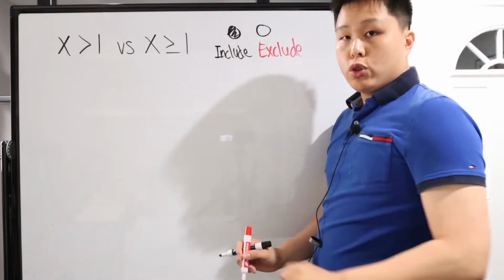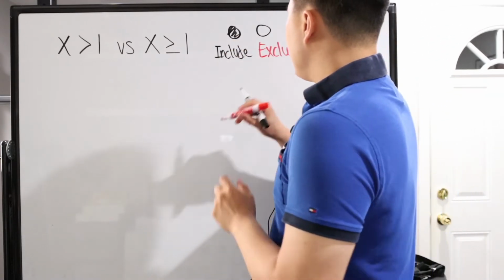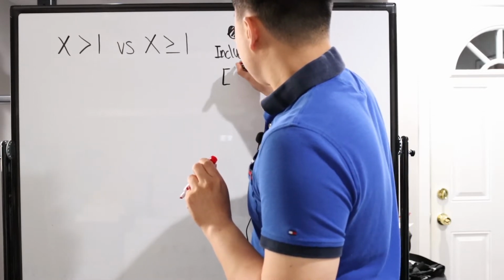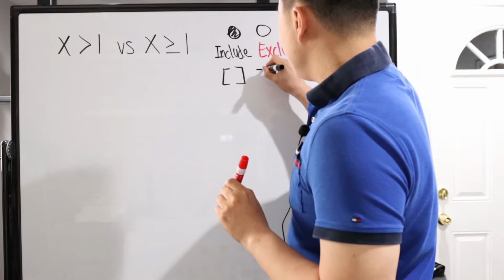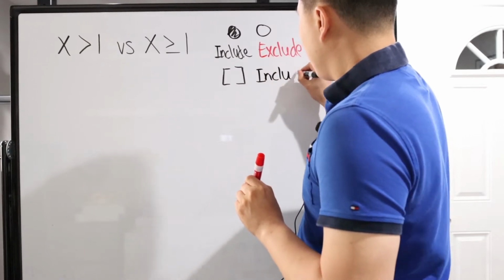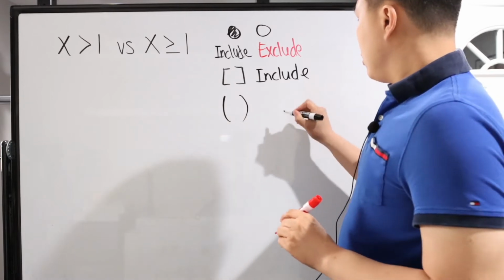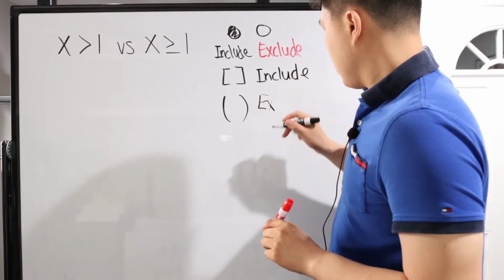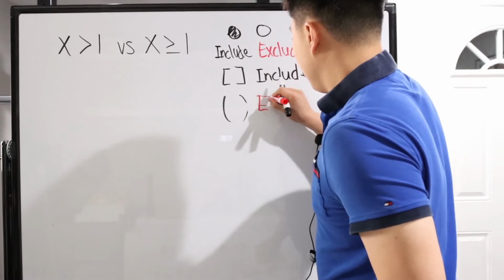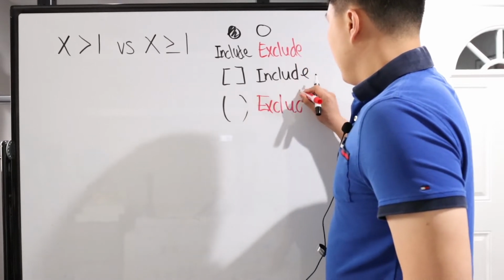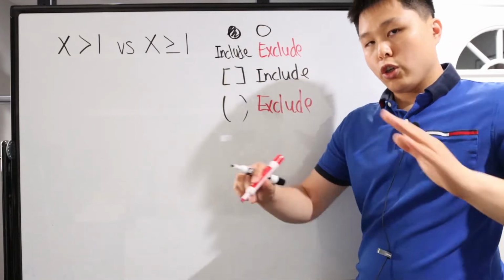Now, sometimes they don't use this at all. Sometimes they will use a parentheses and bracket notation. They would use a bracket on one side or the other to mean include, whereas they would use parentheses on one side or the other to mean exclude. Let's just make it red so that it's consistent. Exclude. Okay, so these are the notations I want you to follow. You will see these two common notations in terms of graphing.